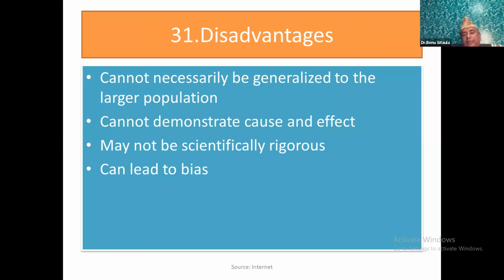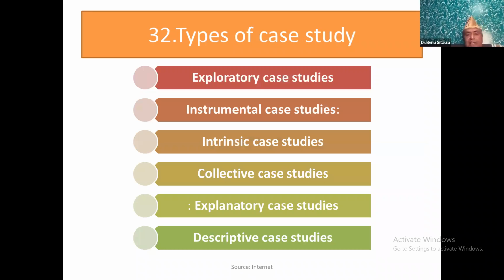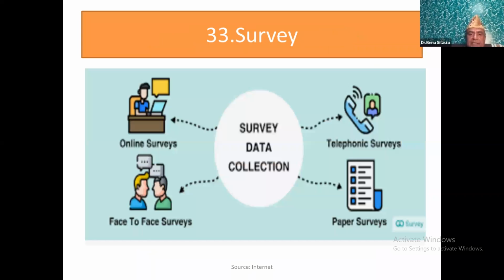Yes, there are some disadvantages too. It is difficult to generalize to a larger population. Similarly, a case study cannot demonstrate cause and effect, and a case study may lead to bias also. There are different types of case studies: exploratory case studies, instrumental case studies, instructive case studies, collective case studies, explanatory case studies, and descriptive case studies. These are the types of case studies.